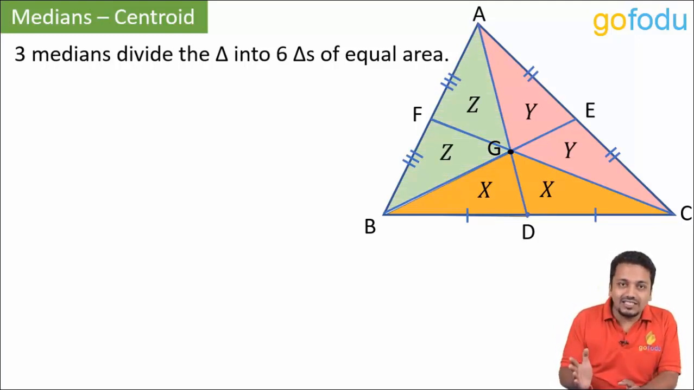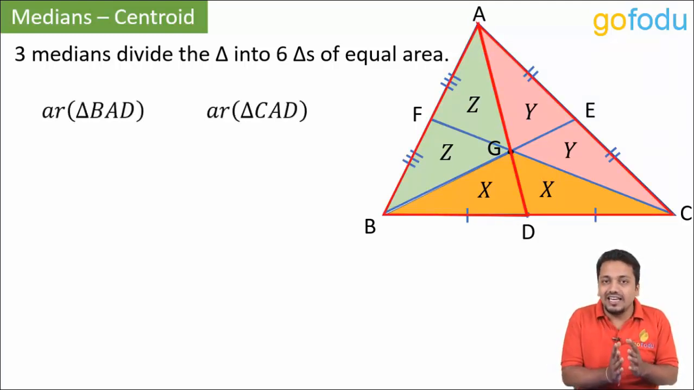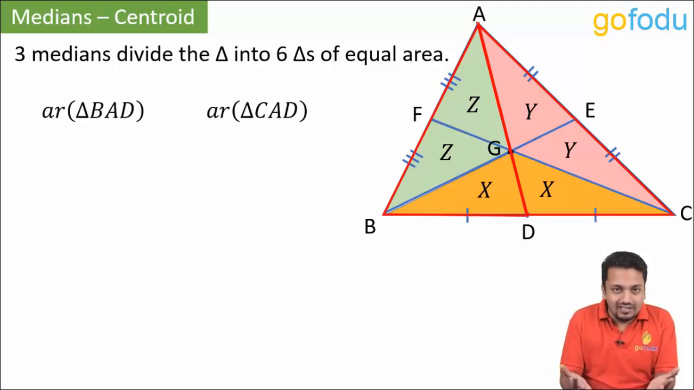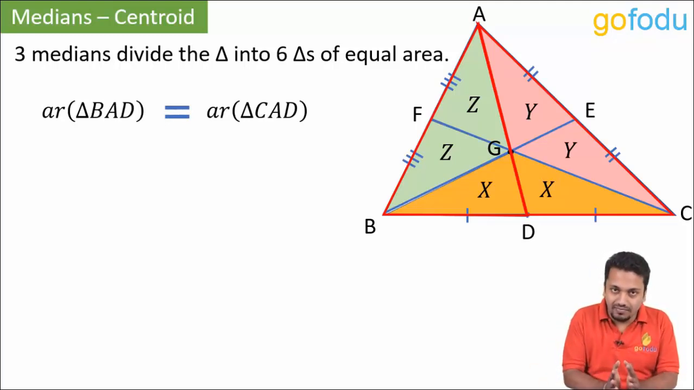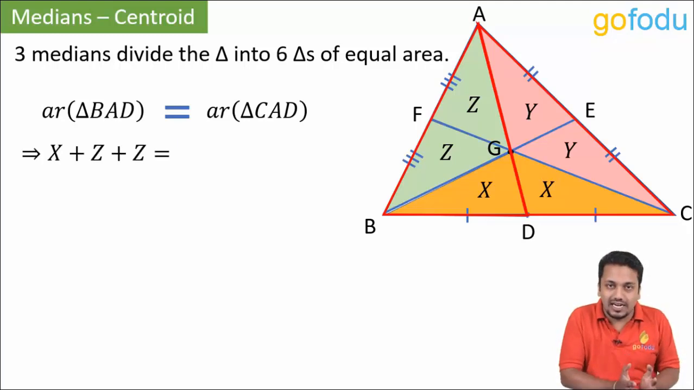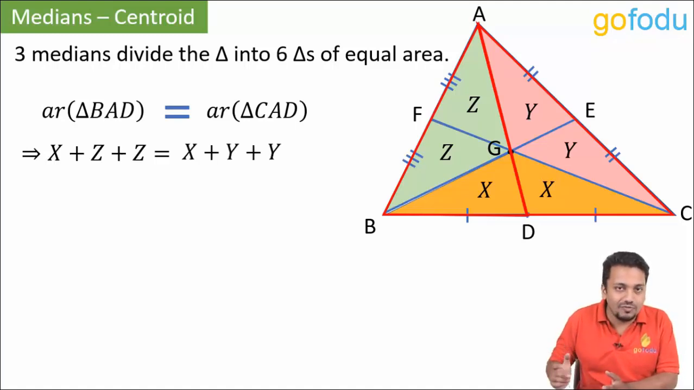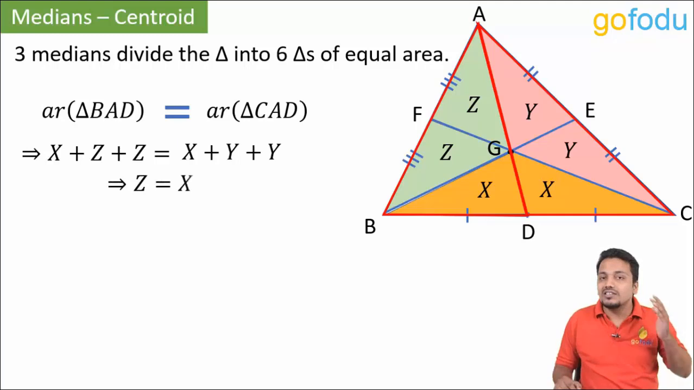Now take these 2 bigger triangles, triangle BAD and triangle CAD. Again, their area will be equal, as base BD is equal to the other base DC and even the height is the same as the vertex is the same. So the area of triangle BAD, we can write as X plus Z, which will be equal to the area of triangle CAD, which could be written as X plus Y. So this simply gives us Z is equal to X.